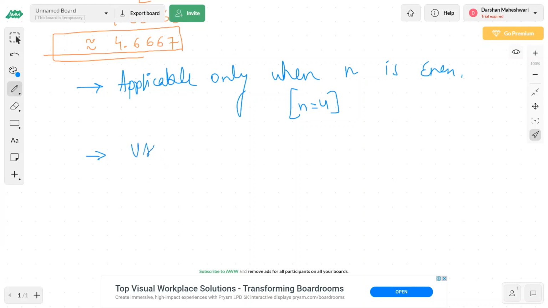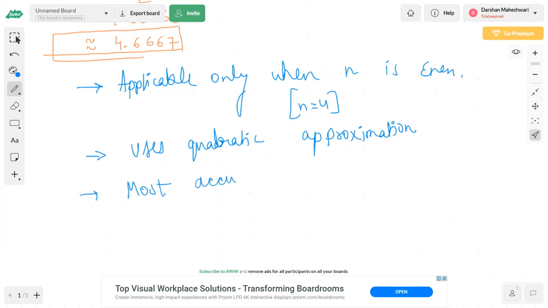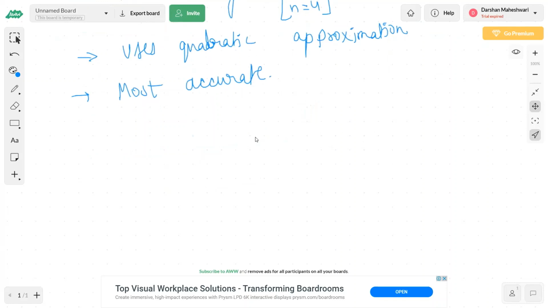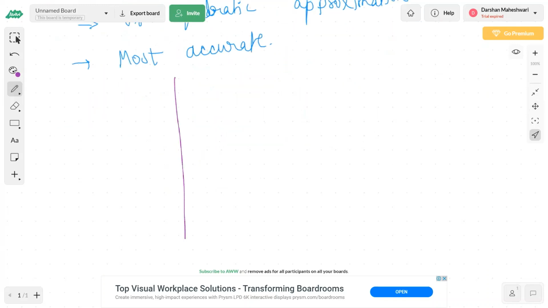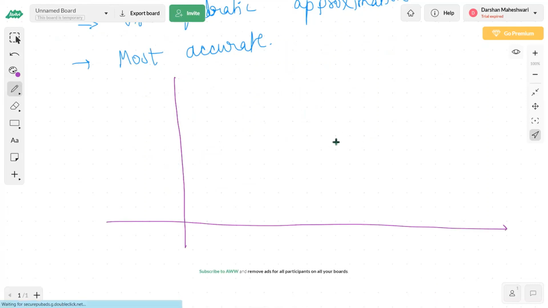Second thing is, this uses quadratic approximation. I'll talk about this in a minute. And the third one is, this is the most accurate. Okay, let's talk about its visualization, where I will talk about how it's using the quadratic approximations to make it more accurate. So let's draw a curve over here.